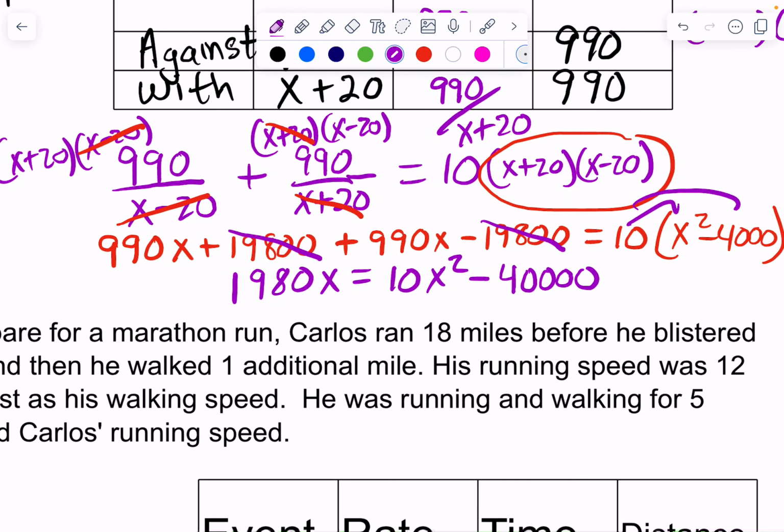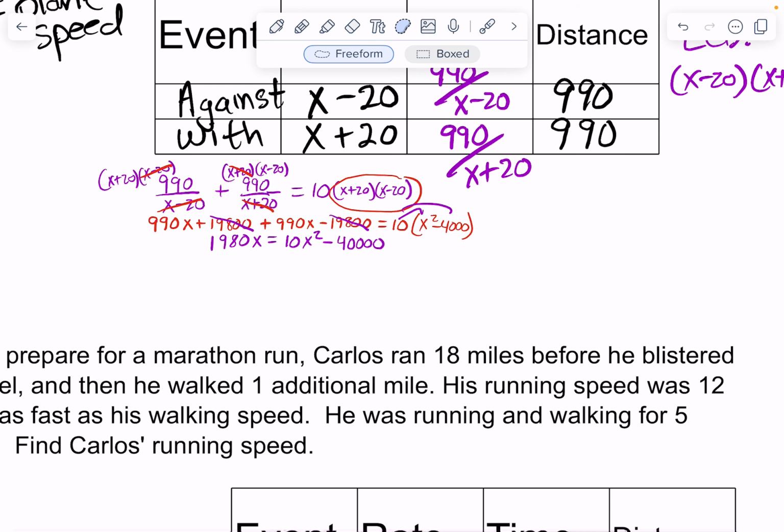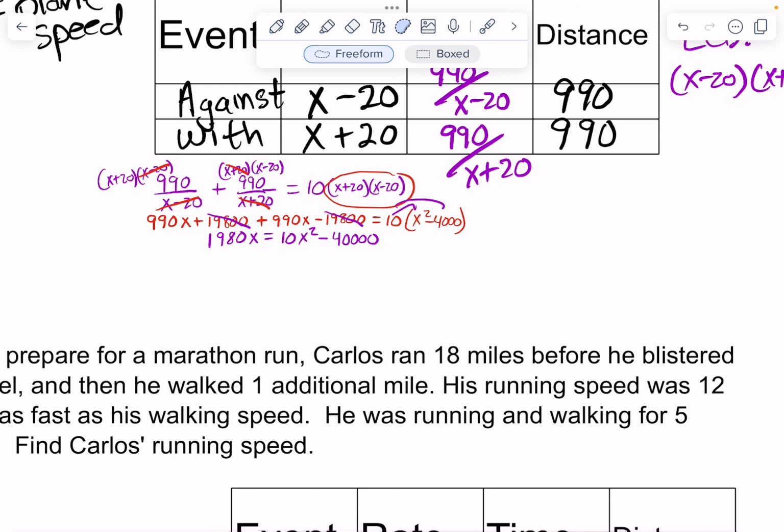Now I'm going to go ahead and create a trinomial. I'm going to shrink this up a little bit for myself here. I'm running out of space. I'm going to shrink this up over here. So I have a quadratic. And I'm sorry, 20 times 20 is 400, not 4,000. My bad. And then 400 times 10 is 4,000.